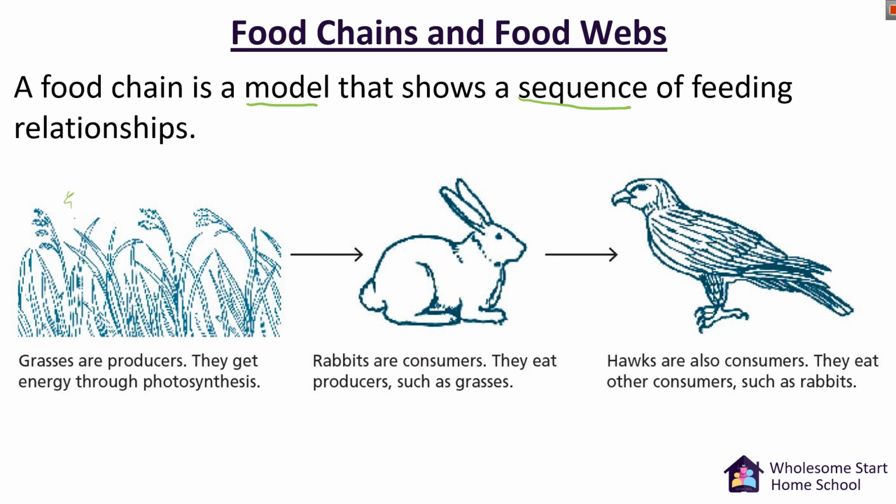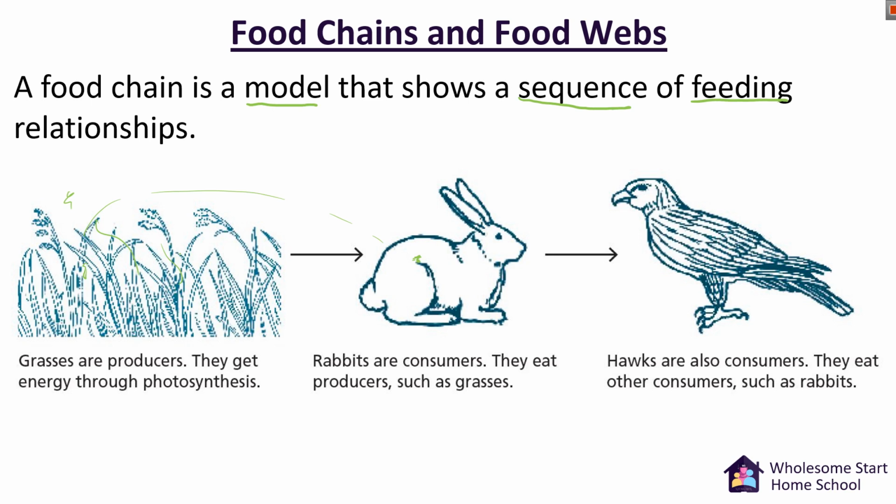Look at this picture. We have the grass. The grass is eaten by the rabbit, and the rabbit is eaten by a hawk. So you can see it's a sequence. If you put the rabbit before the grass, it is impossible. It has to be in a sequence. It cannot change because the grass cannot eat the rabbit. So it has to be based on eating, feeding. That's why we say feeding relationship.